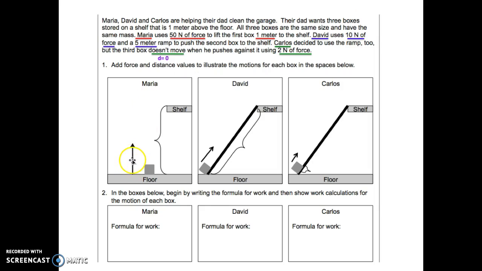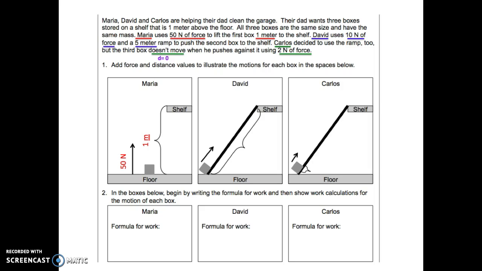So let's look at these arrows. The longer the arrow, the greater the force. Notice Maria's is a longer arrow because she used a force of 50, while Carlos only used 2, and his force is much shorter with the arrow. All right, so Maria had a force of 50 newtons, so we're going to add in 50 newtons by her arrow. And she lifted that box a distance of 1 meter. She just picked it right up for the shelf.